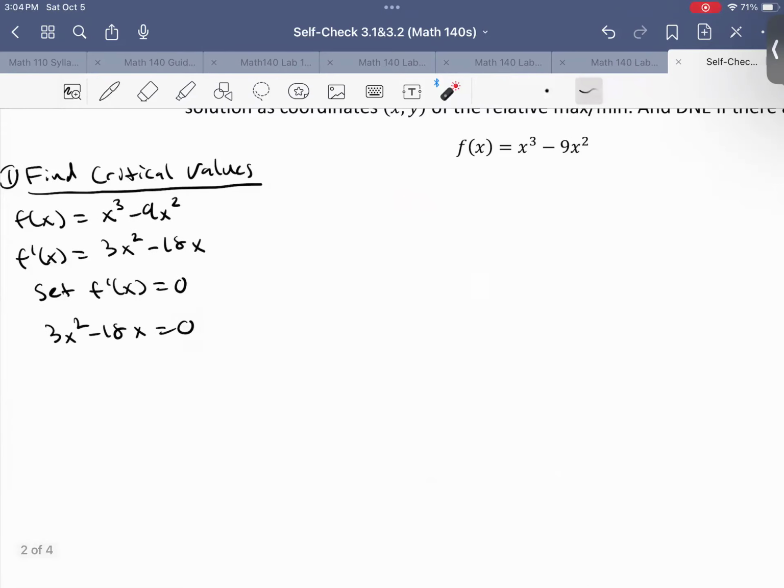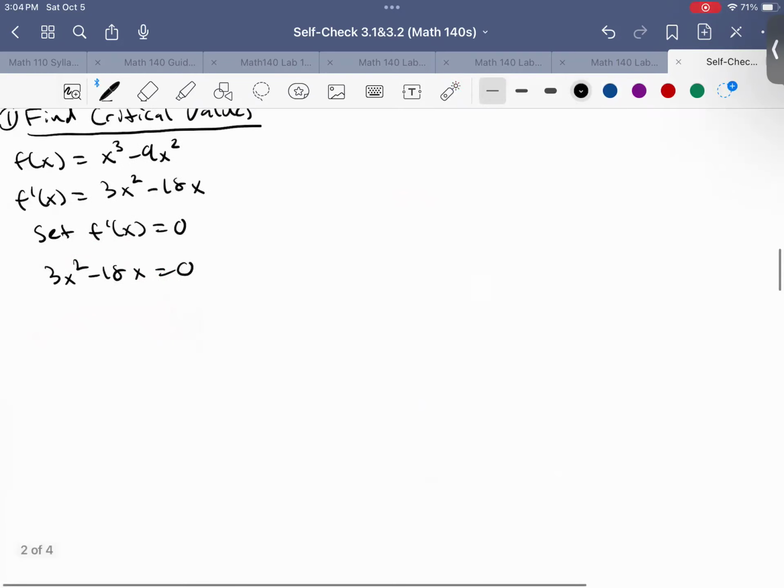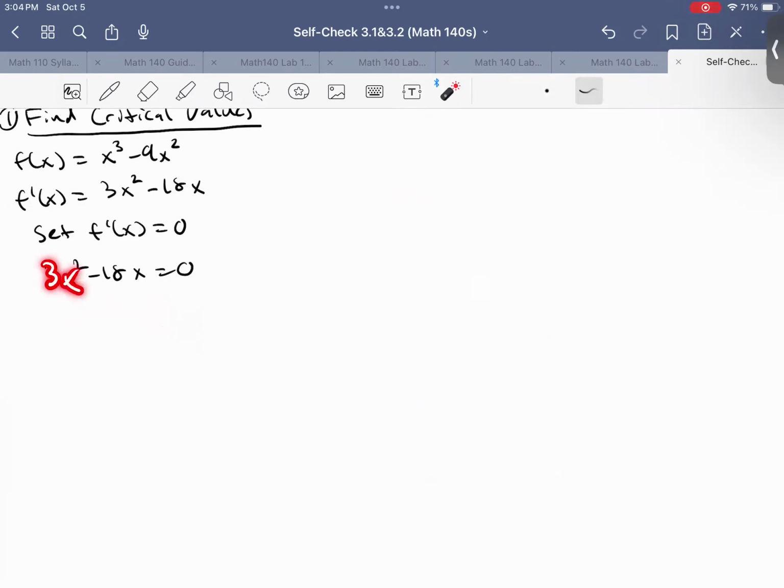Okay, so be careful here. Don't move over the 18x, right? You'll be losing an x value. So you want to just keep everything equal to 0 and use your algebra to factor it out. I know that each of these have a 3x in common, so I'm going to take out a 3x. This would be x minus 6 equals 0.